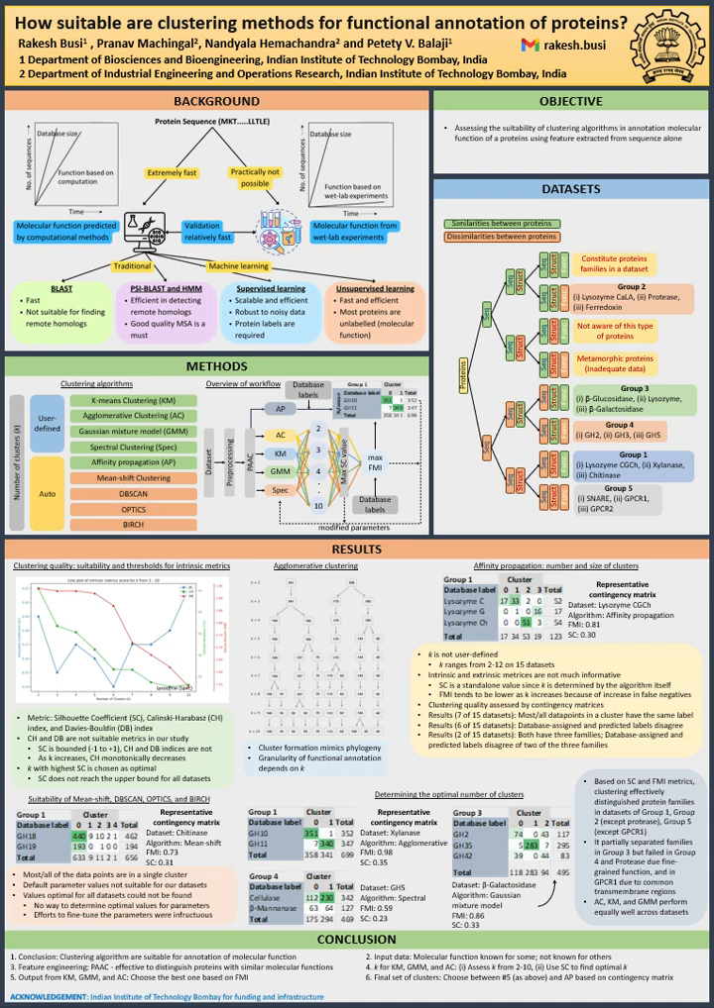To test clustering algorithms, we have chosen a diverse set of 15 datasets. These form 5 groups based on similarities in sequence, structure, and function. We have tested 9 algorithms. These are available in the sklearn platform. Only 5 were found to be suitable, shown in green color boxes.